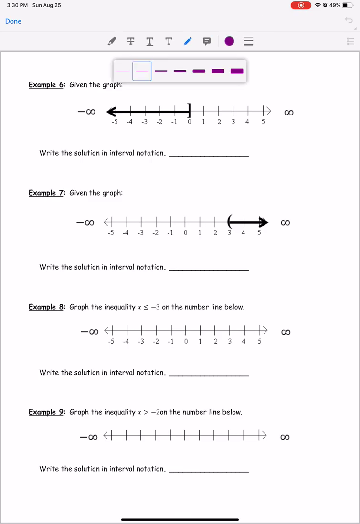So, given the graph, write the solution in interval notation. So, we're always going from left to right. What is the smallest number this is touching? Well, it's pointing to the negative infinity. So we're going to start with negative infinity.